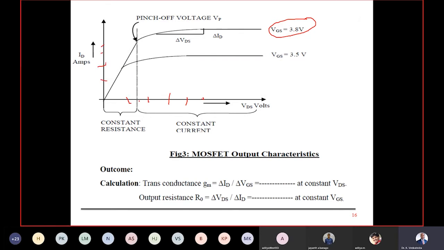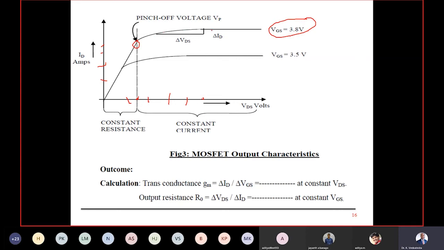When you see that after the pinch-off voltage, the point where my current will remain constant, it won't change further. You can see the current is almost constant after the pinch-off voltage. Pinch-off voltage is the voltage after which the drain current remains constant. So you note down in a table your VDS and ID and plot it. After your pinch-off voltage, the current will remain constant. This is my output characteristics.